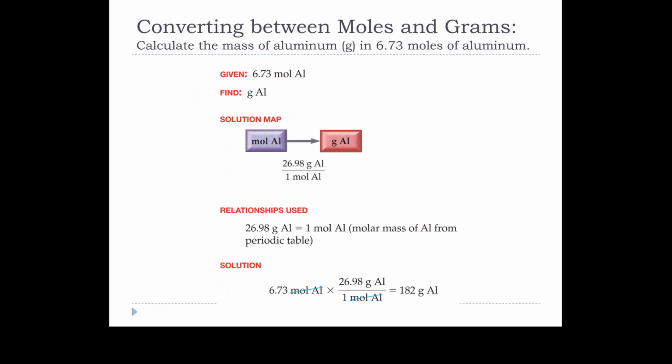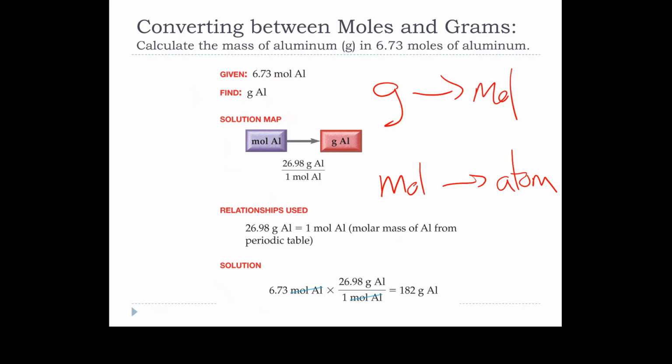Does everybody understand where the gram to mole relationship comes from? Where does it come from? Say it out loud. Periodic table. We go to the periodic table. That gives me the gram to mole relationship. What about the mole to atom relationship? Where does that come from? Avogadro's number. That's static, right? That's 6.022 times 10 to the 23.